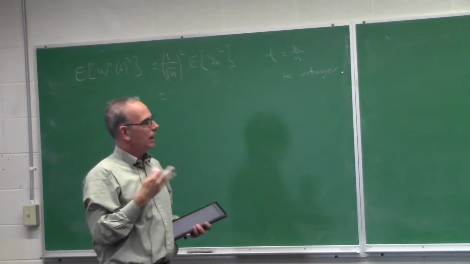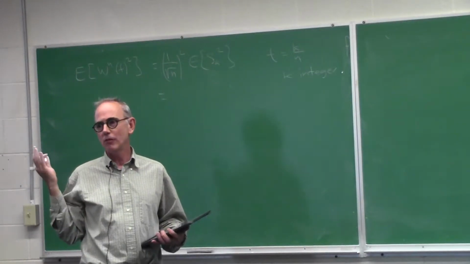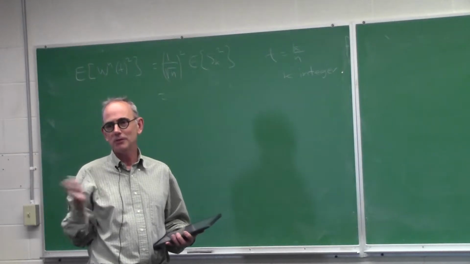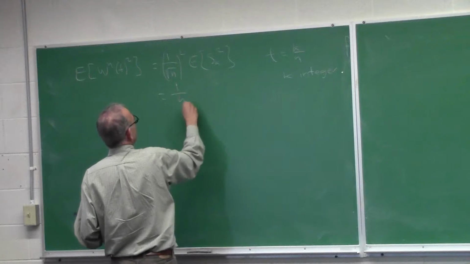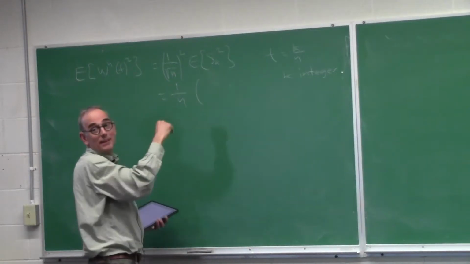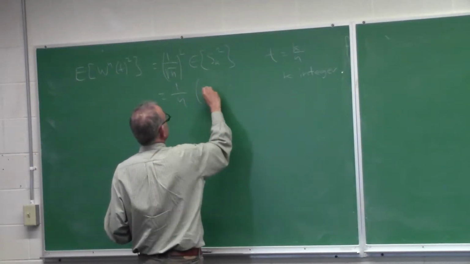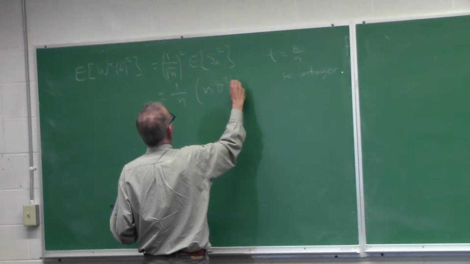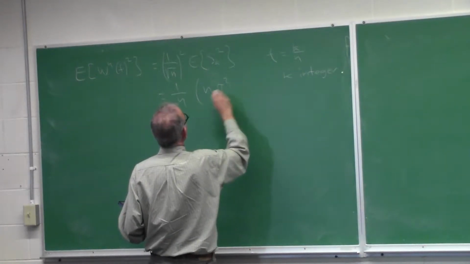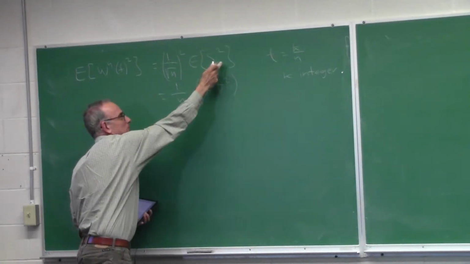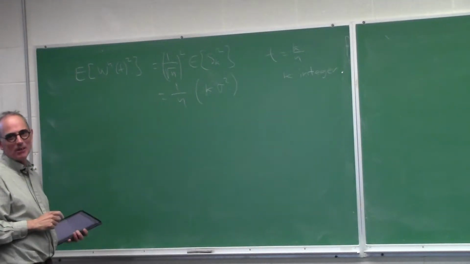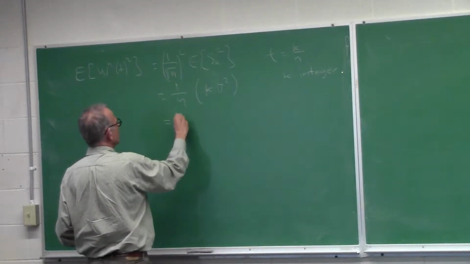And I look at the second moment of a sum of zero mean independent random variables. All the cross terms cancel. I just get 1 over n, this is going to be n times sigma squared. And I missed something. Not n, k, because there are k terms, not n. Right? So I get k over n times sigma squared.